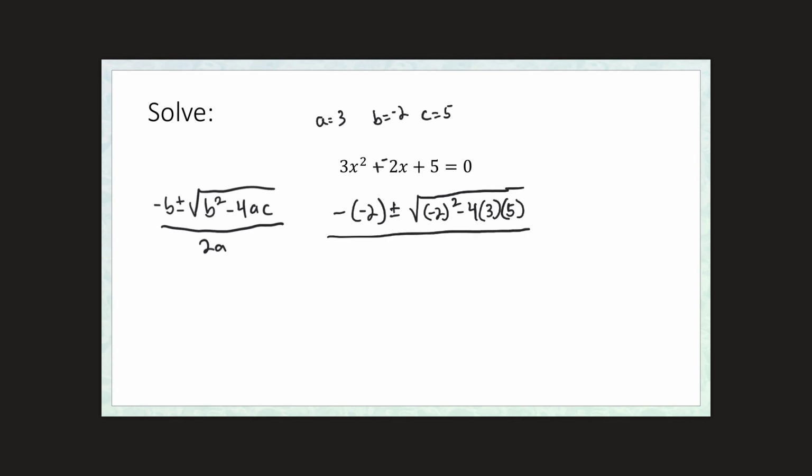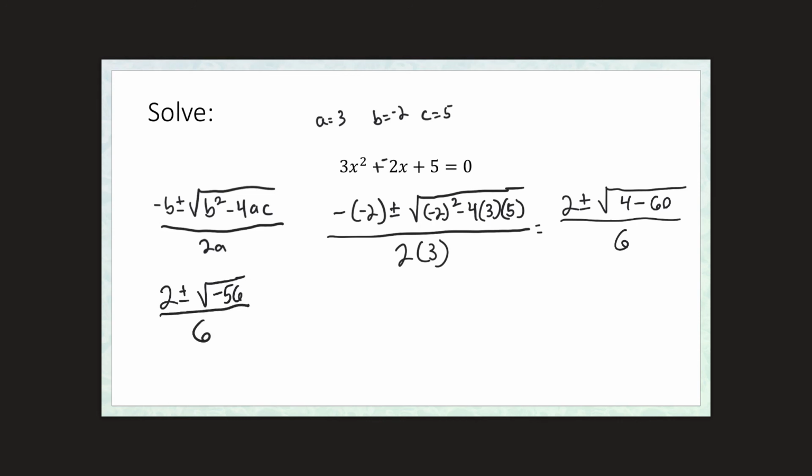All over 2 times a, which is 2 times 3. Okay, well, on the outside we have a negative negative 2. That's just positive 2. Plus or minus, and then the square root of, let's see if I can do this. Negative 2 squared is 4. 4 minus 4 times 3 times 5. That is 4 minus 60, all over 2 times 3 is 6. 4 minus 60 is negative 56. Oh. Negative 56. We're going to have the square root of a negative number.